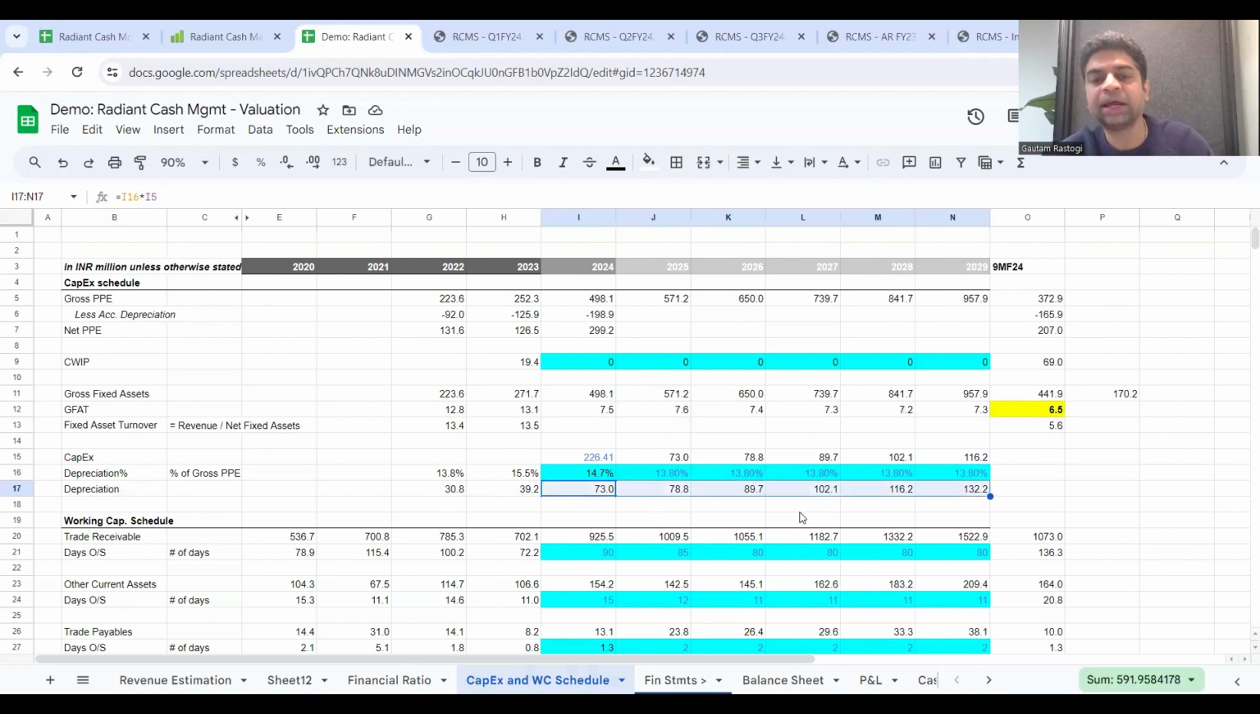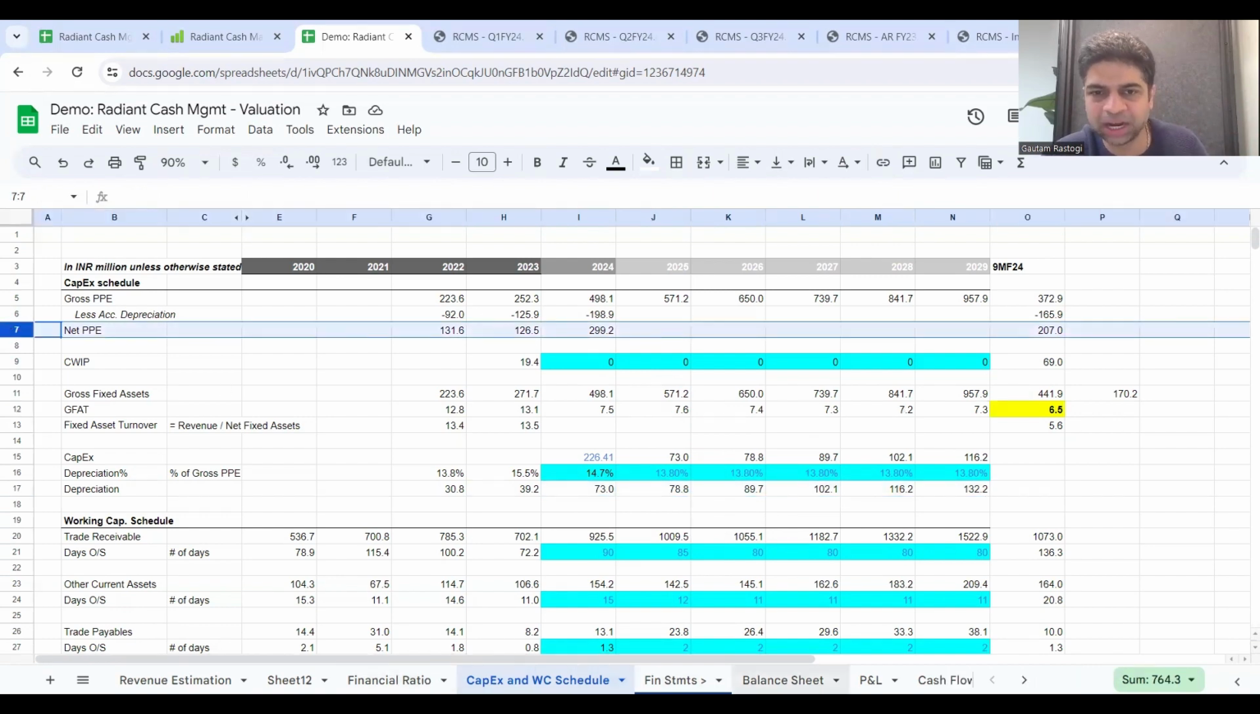अब दूसरा जो हमें लिंक करना है, we got to link this capex, this net PPE with our balance sheet. So let's do that.